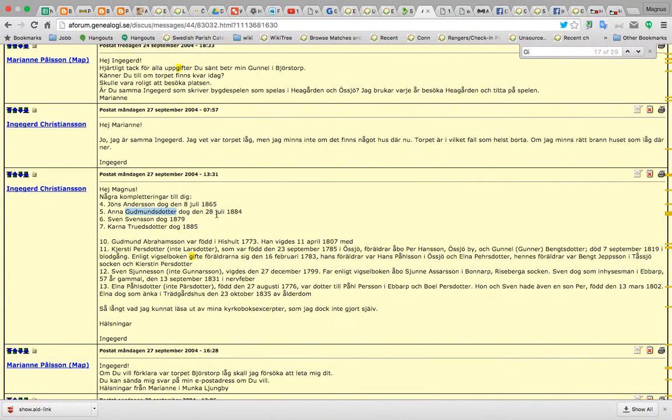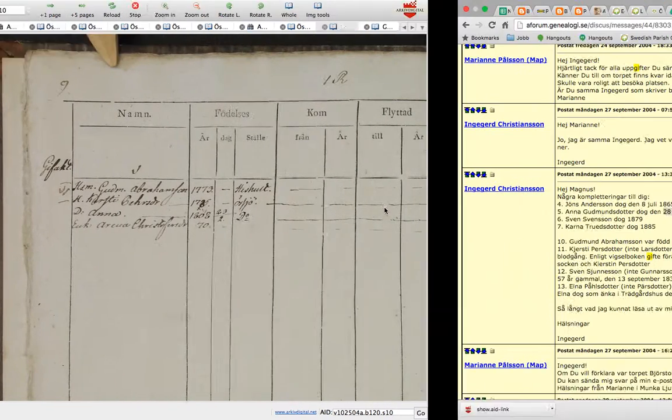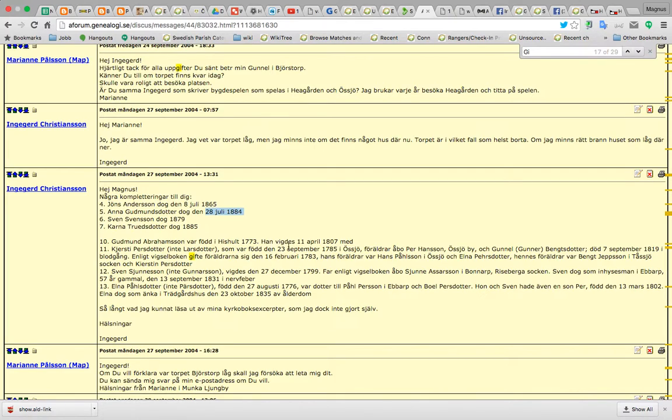She died 84. And then it says Gudmund Abrahamsson was born in Hisshult 1773, and I think that's what we found out. He was married 11 of April with Kersti Persdotter. Persdotter, not Larsdotter. Who was born 1785 in Össjö. Parents Åbo Per. Åbo means that you had land, and I think the children could inherit it.